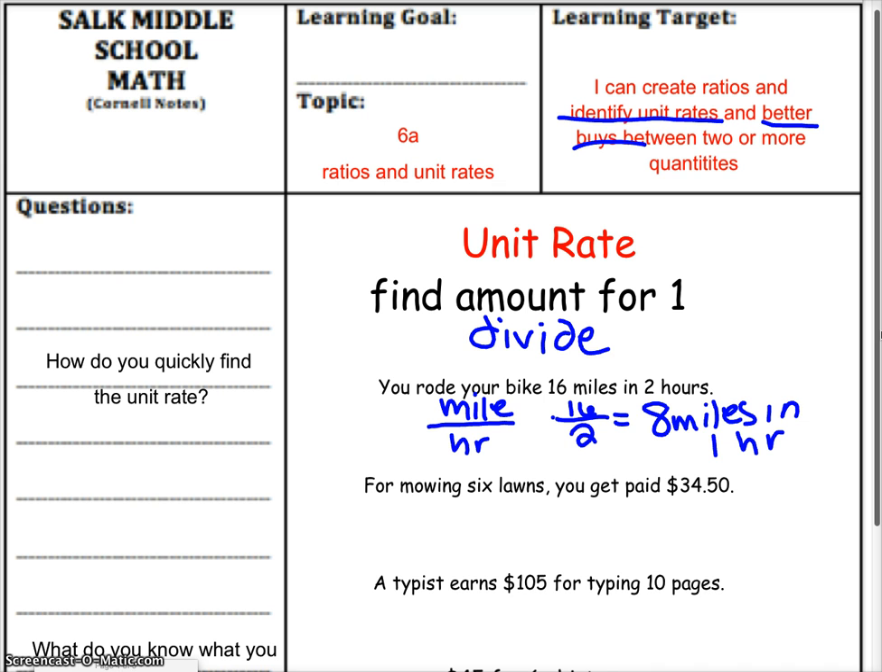So do you see that process there? I figure out what are the two things I'm talking about. I'm talking about riding my bike in miles and my time, hour. And I know that I can ride my bike 16 miles in 2 hours, so I want to know how many miles in 1 hour.